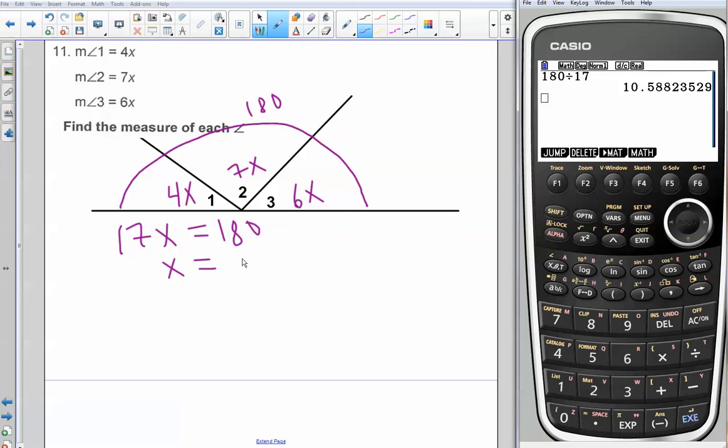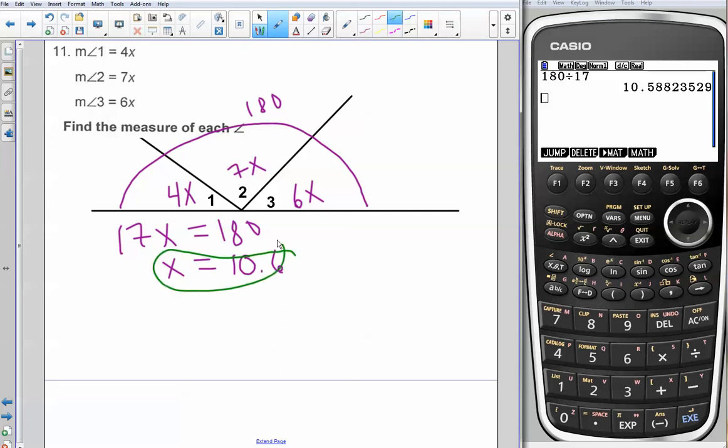Because this is just an example and we're doing practice on definition, I'm going to round to the nearest tenth. Normally we wouldn't do that. We'd extend it out a little, so I'm going to do 10.6. That is my x. I take my x, my algebra answer, and I plug it in here, here, and here.